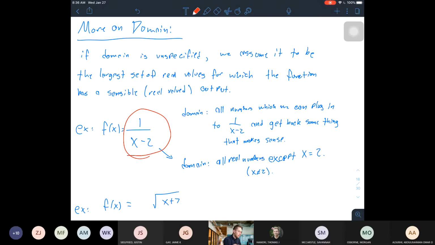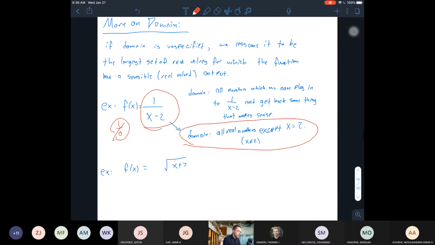And for this one, there's really only one thing that we have to watch out for, which is we really don't want to do 1 divided by 0. This is bad. So what's the only time when this is going to be 1 over 0? Well, that's going to happen if I plug in 2 for x, because then the bottom would be 2 minus 2. So we call the domain all real numbers except x equals 2. Okay?